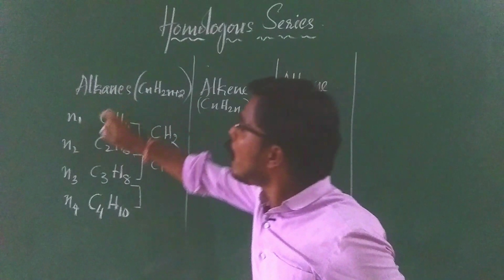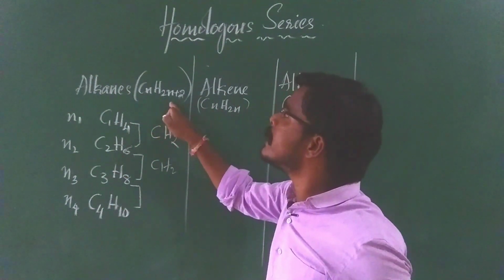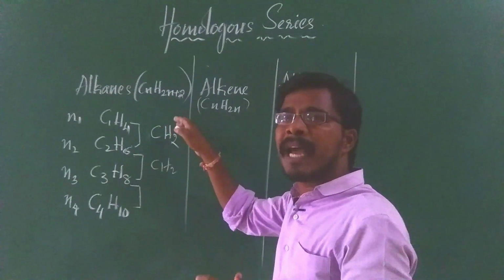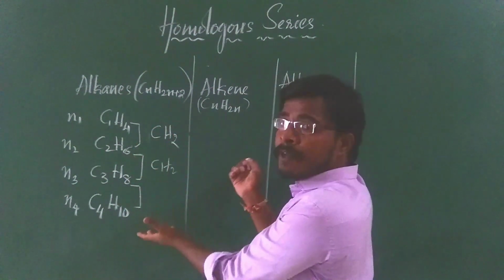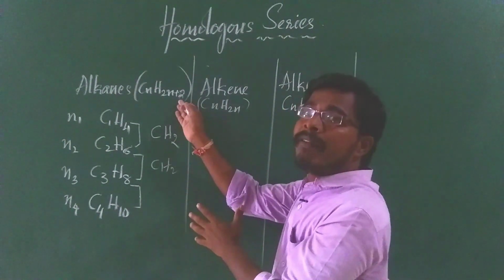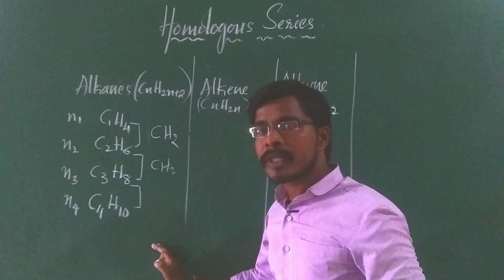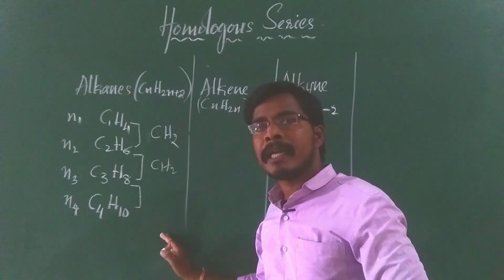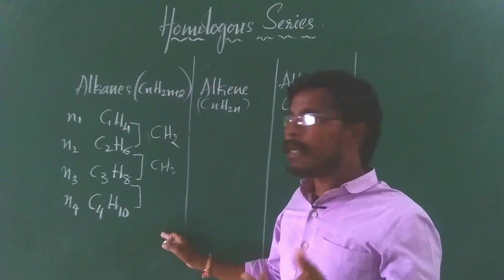Okay, and all the alkanes which have the general formula CnH2n+2 will have a similar character, similar physical forms, and even the similar chemical properties. The structures are also the same and the chemical properties also the same, but they will have different physical properties. I will discuss it later.